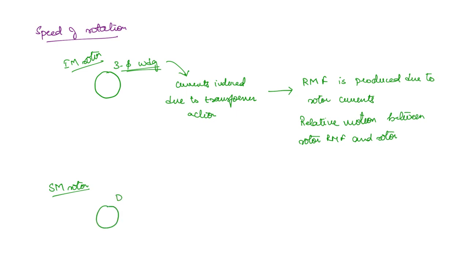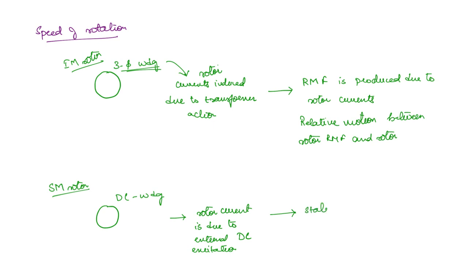But in the synchronous machine rotor, so this is the rotor we are talking about, you're going to have a DC winding, a DC field circuit. So the currents are not produced due to transformer action. These are simply DC currents which are producing a stationary magnetic field. So in the induction machine, the rotor currents are induced due to transformer action. Here the rotor current is due to external DC excitation. So what will be the magnetic field that is produced? It is a stationary magnetic field.